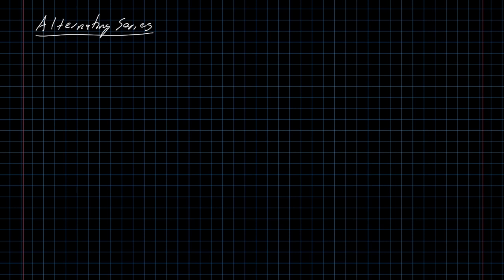Up next is one of the wrinkles that textbooks love to throw into series. It's called an alternating series. And an alternating series is a sum, k goes from 1 to infinity, of negative 1 to the k times ak.